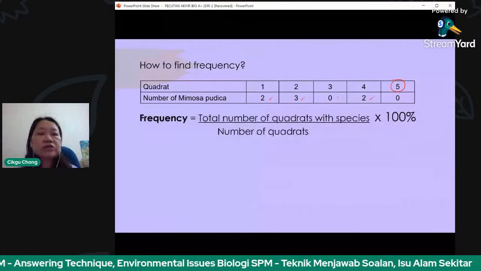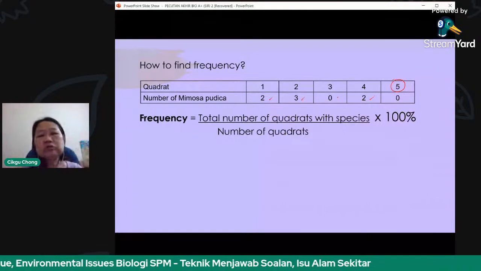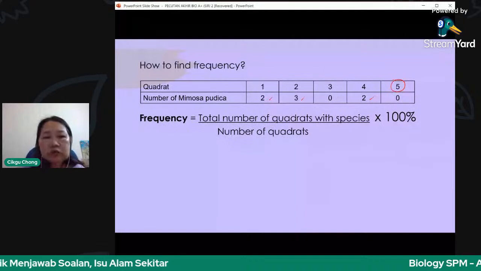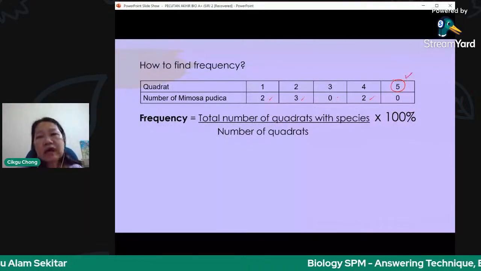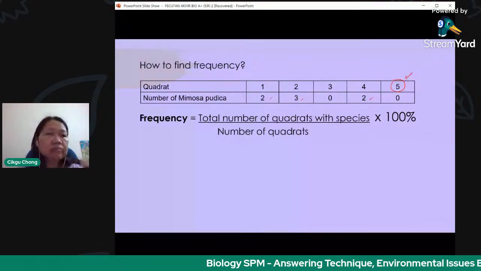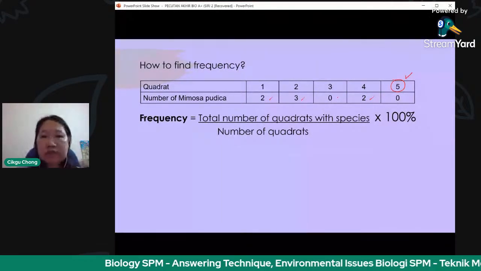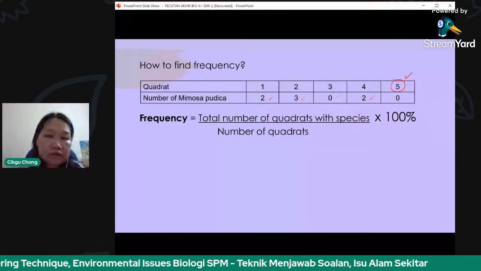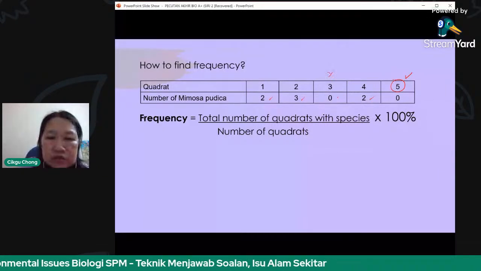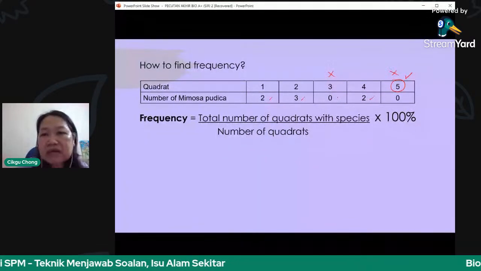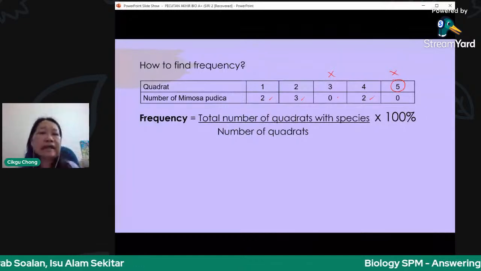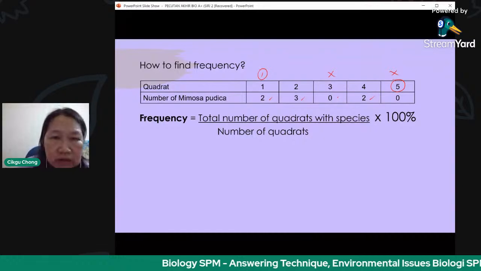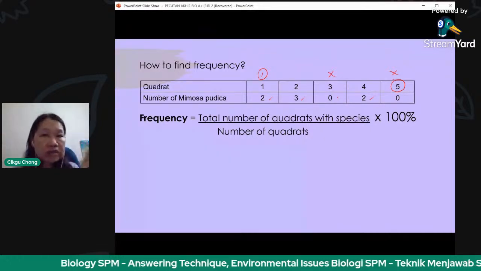So you don't add up your 2 plus 3 plus 2 plus 0 plus 0. No. What you need to do is you see how many quadrats have you used. I have used 5. That means I did my experiment 5 times. I threw my quadrat 5 times onto the field to get my sampling, right? And then in those 5 times, there are 2 in which I don't have anything. Right? That means I didn't get any plant inside my quadrat. So that one don't count. So you take this as one quadrat with the sample that you want. This is another quadrat with the sample that you want.